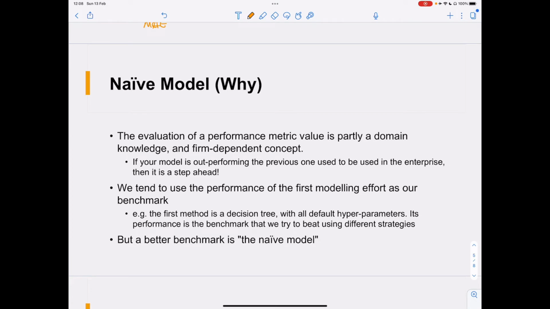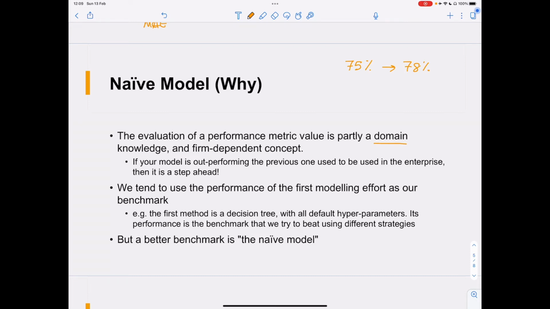So the evaluation of performance metric value is partly a domain knowledge, a firm-dependent concept. It is not only related to the domain or industry, but related to a firm. If your model is outperforming the previous one used in the enterprise that you are working for, then it's a step ahead. Even if you join an enterprise, they might have a model that predicts whether a visitor of a website would click on an ad or not, and the performance was 75% accuracy. You improve the model to 78% accuracy, and this is a step ahead.